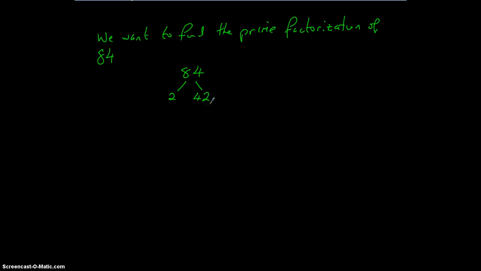42 times. Now we say, what is the smallest prime number that goes into 42? The smallest prime number that goes into 42 again is 2, because that's even. 2 times 21 gives us 42.